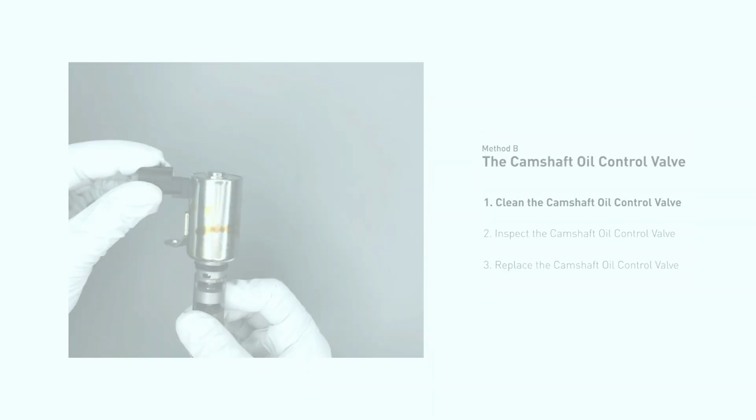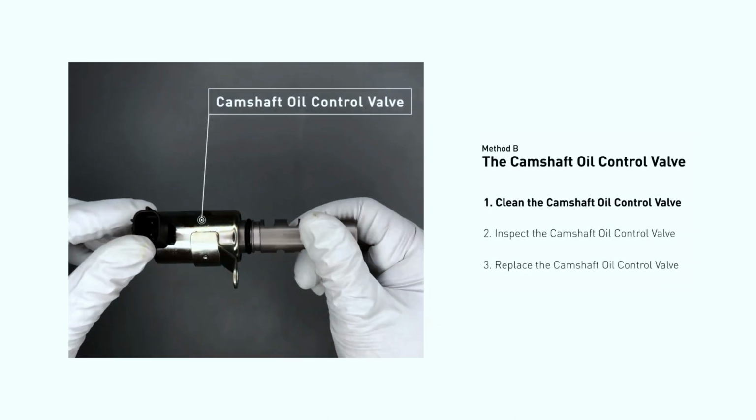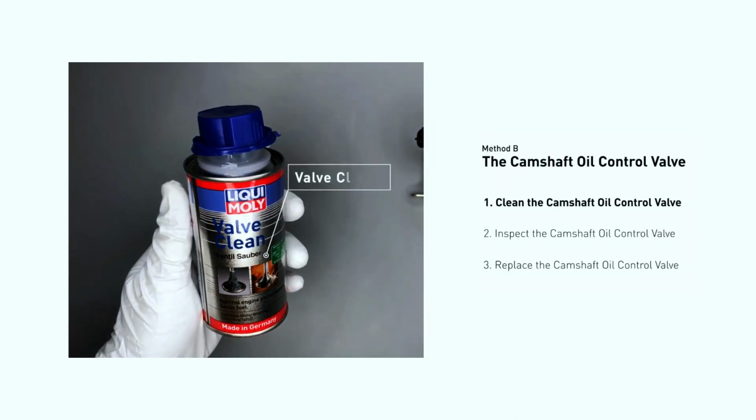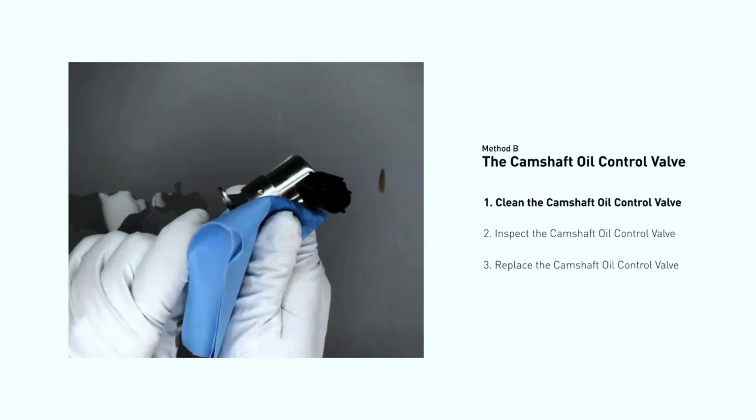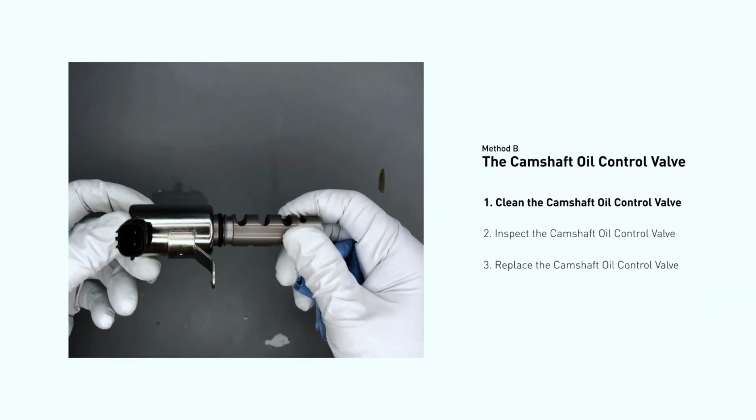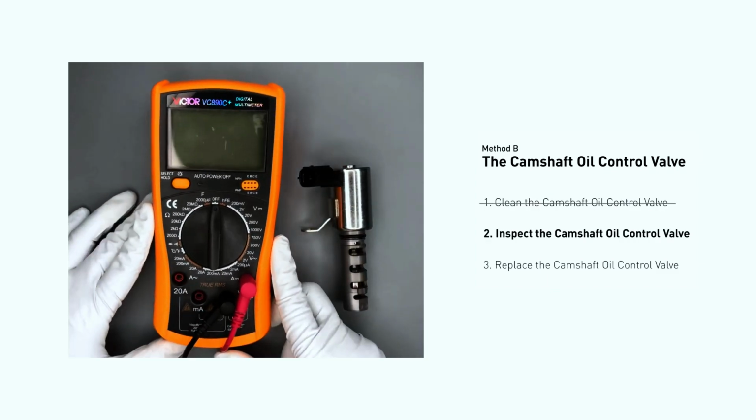Method B, the camshaft oil control valve. First, carefully remove the camshaft oil control valve from the engine. Use a valve cleaner to clean the camshaft oil control valve, then use a multimeter to proceed with the test on the camshaft oil control valve.